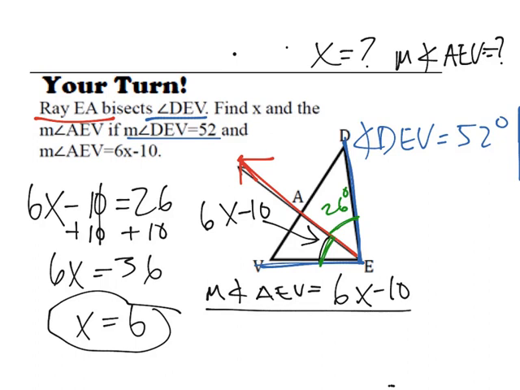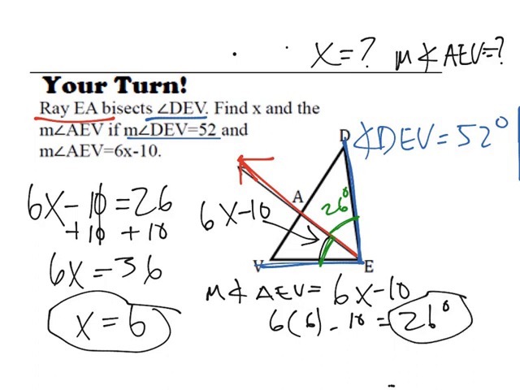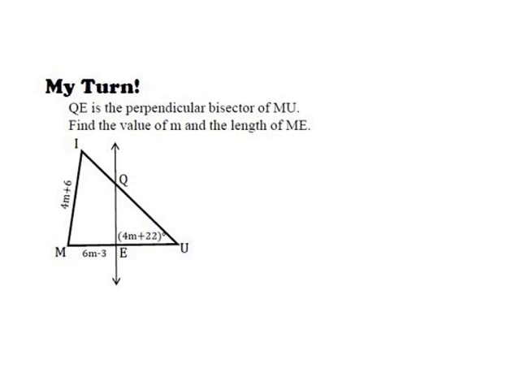We also know that the measure of AEV is equal to 6x minus 10. So now that I know my x value, I'll do 6 times 6, is 36, minus 10 is equal to 26 degrees. And again, we knew that because there it is right there. So we needed x, and we also want to know what AEV was. In this case, we knew it was 26 degrees. All right, let's move on.